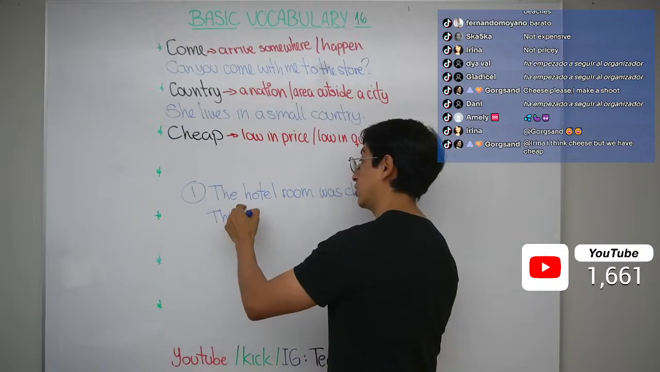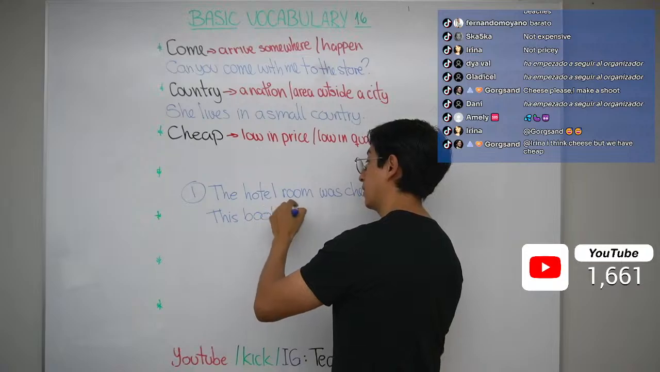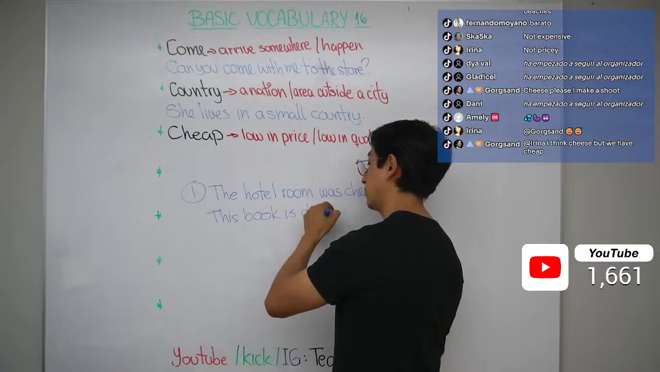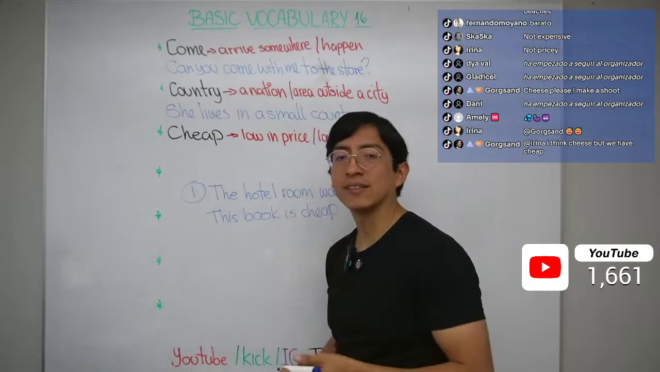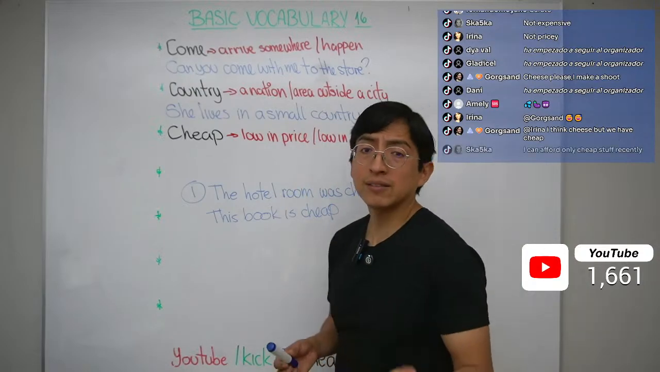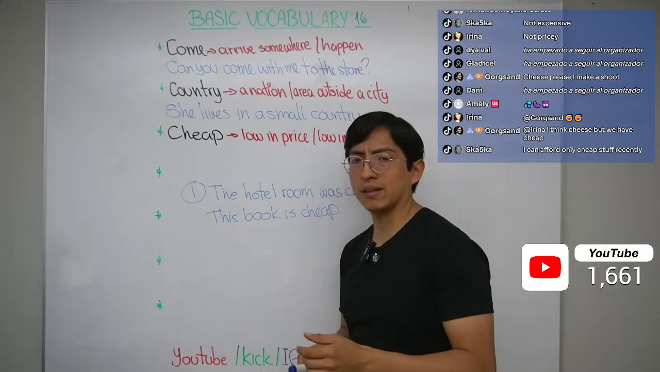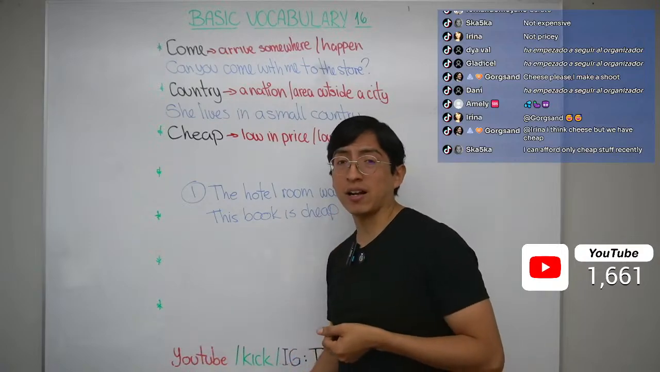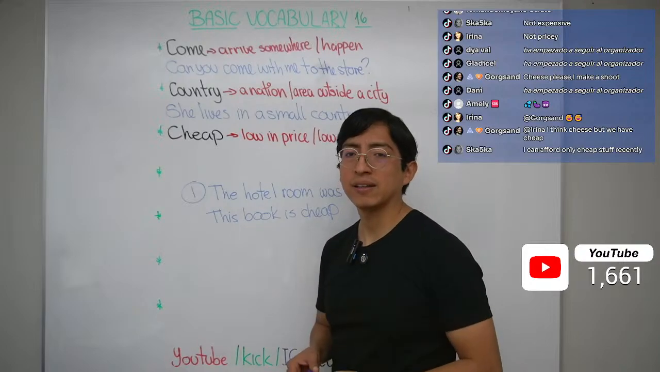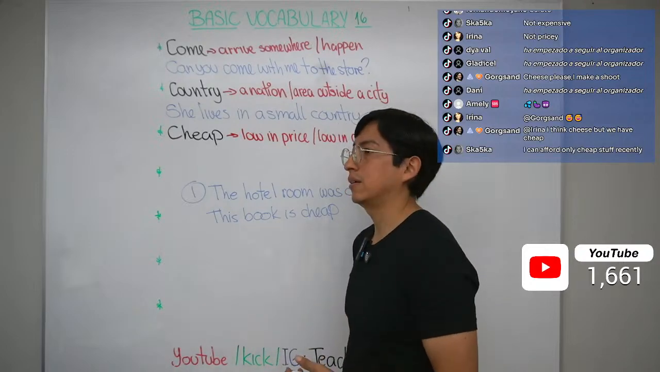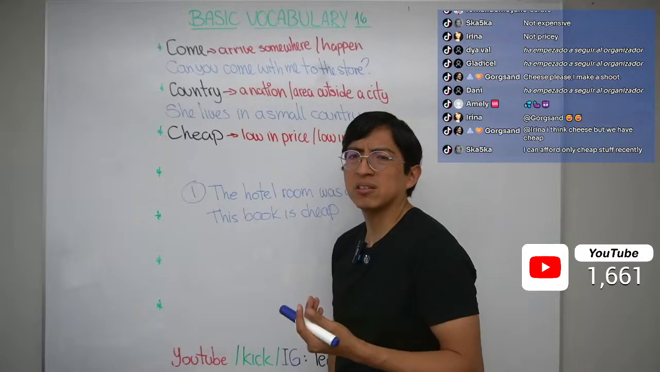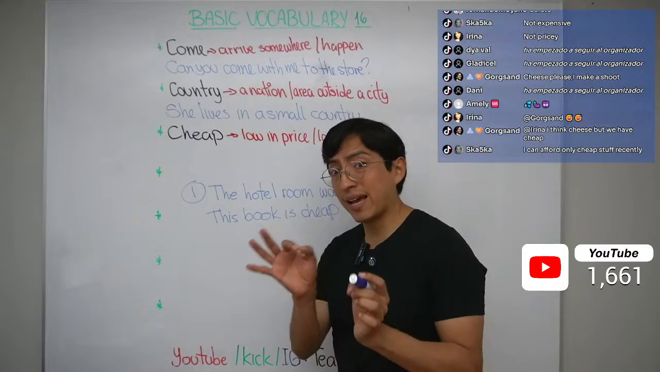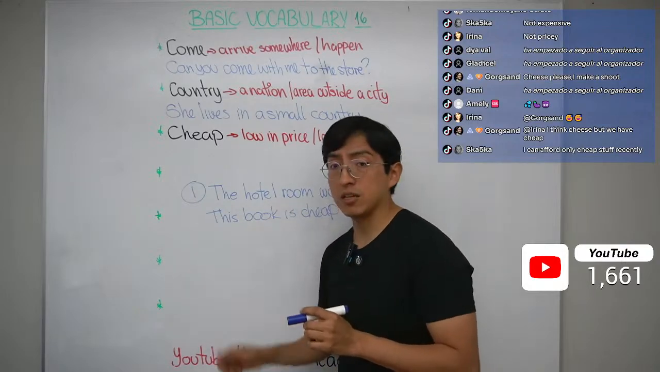Or maybe you can say this: this book is cheap. The price is cheap. So it means that for us the price is not very high, not very expensive. And you can buy it, or it's convenient for you. Okay, that is the meaning of cheap.